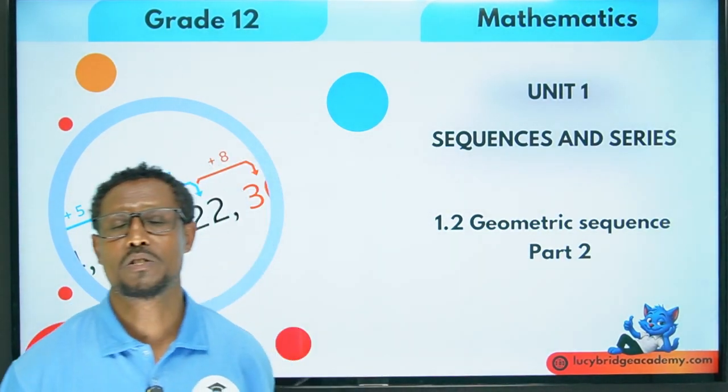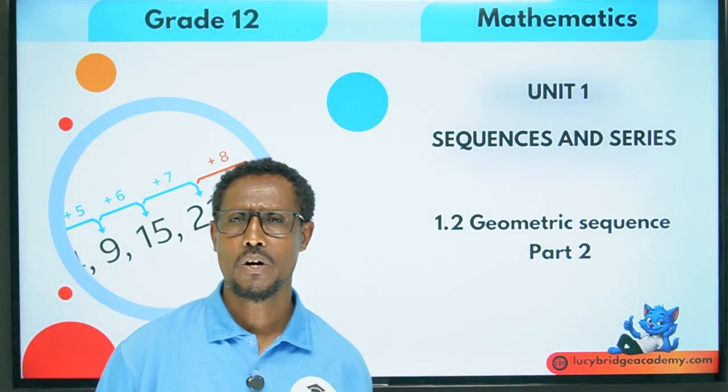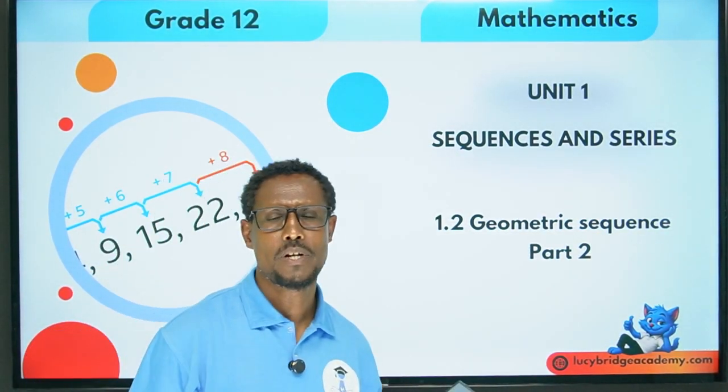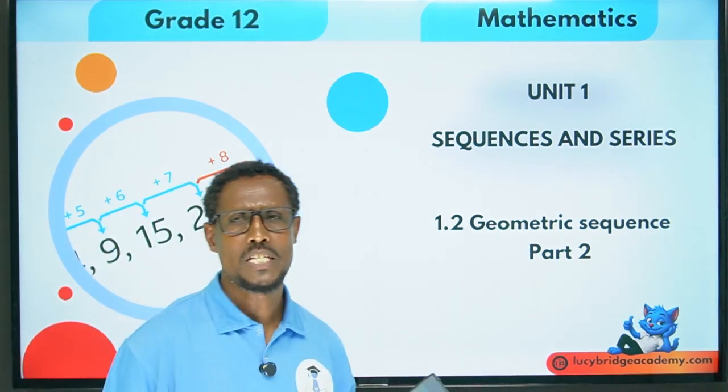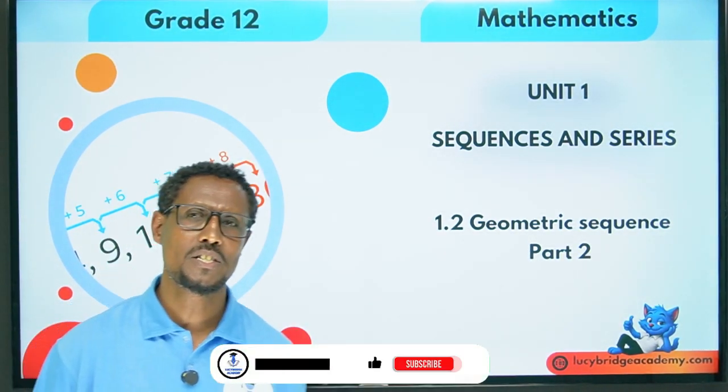As you remember, last time we have seen the types or kinds of geometric sequence, right? And today we are going to discuss the sum of the first n terms of a geometric sequence, okay? Or we call it partial sum.